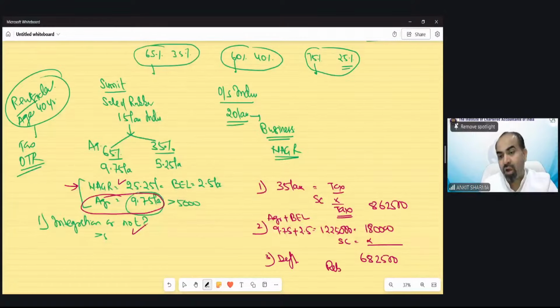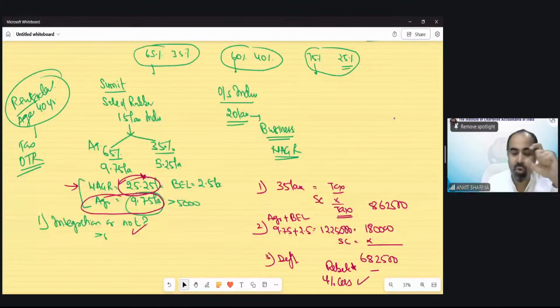Rebate. Now you will decide whether rebate is applicable or not. And rebate would depend upon your total non-agricultural income. So your non-agricultural income is 25.25 lakh. And if your non-agricultural income is exceeding the 5 lakh limit for rebate applicability, you cannot get the rebate. So there would be no rebate. 4% cess is applicable in this case, and the total would be your answer.